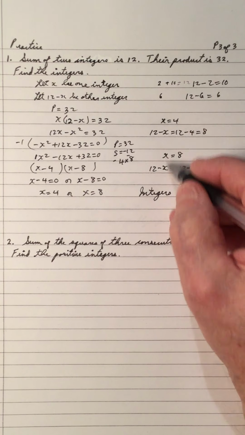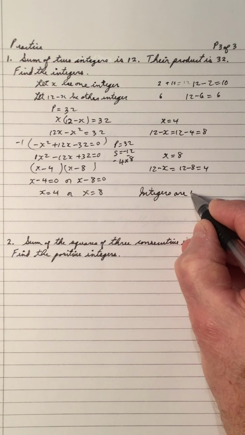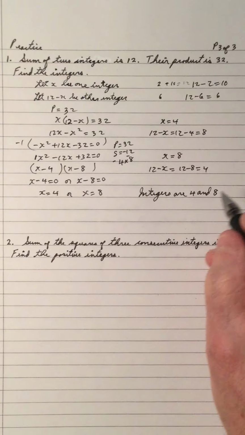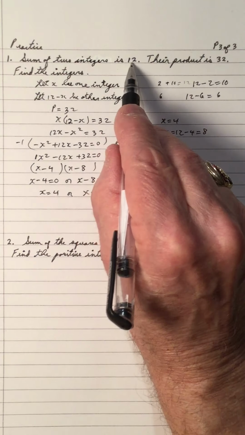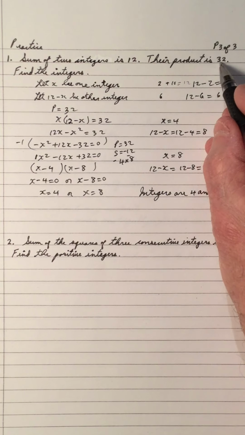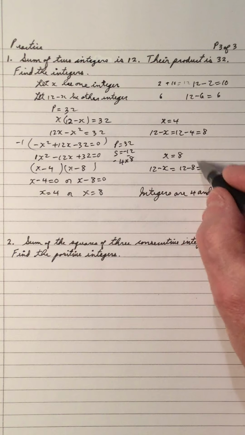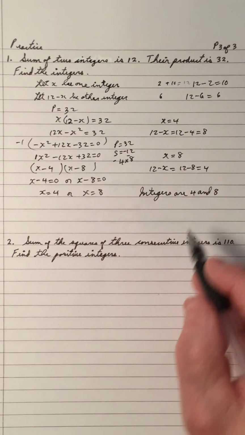So they're the same, not like the first one we did. So the integers are 4 and 8. To check it, 4 plus 8 is 12, and 4 times 8 is 32. So that makes sense. But notice these two sets are the same. Even though I have two values of x, both of them work out to give me the same set of integers.